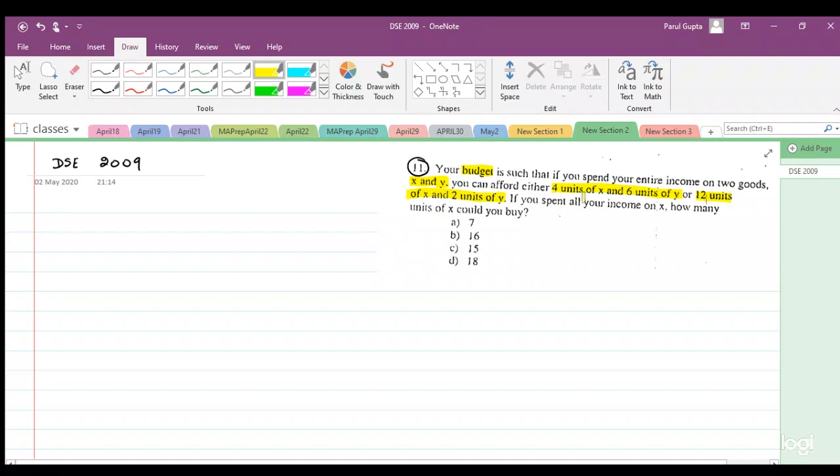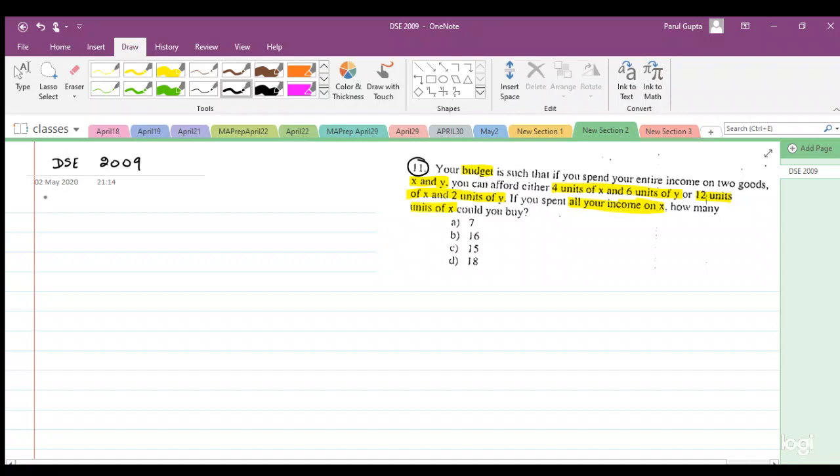Given this, if you spend all your income on X, that means you don't purchase any of Y, what are the maximum units of X that you can purchase? So let's see how to go about this question. First, note that no information about the prices or the actual income is given to us.